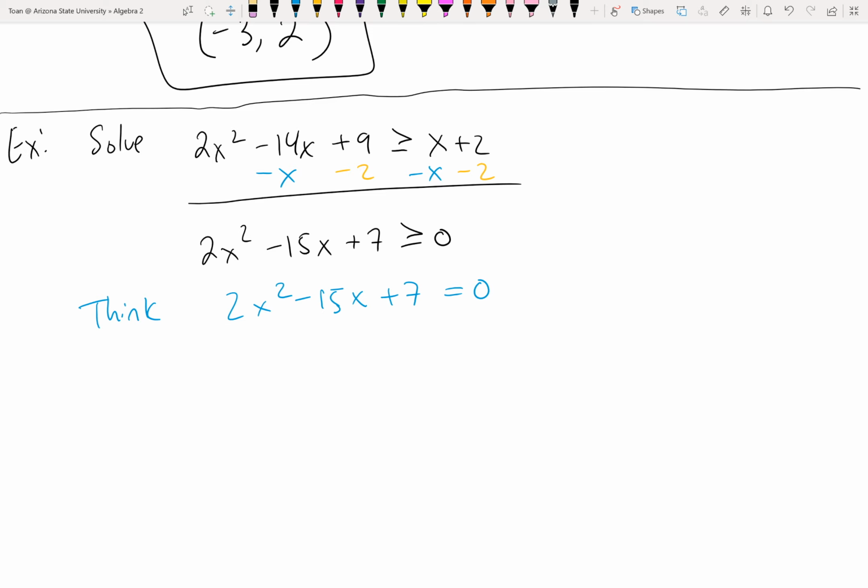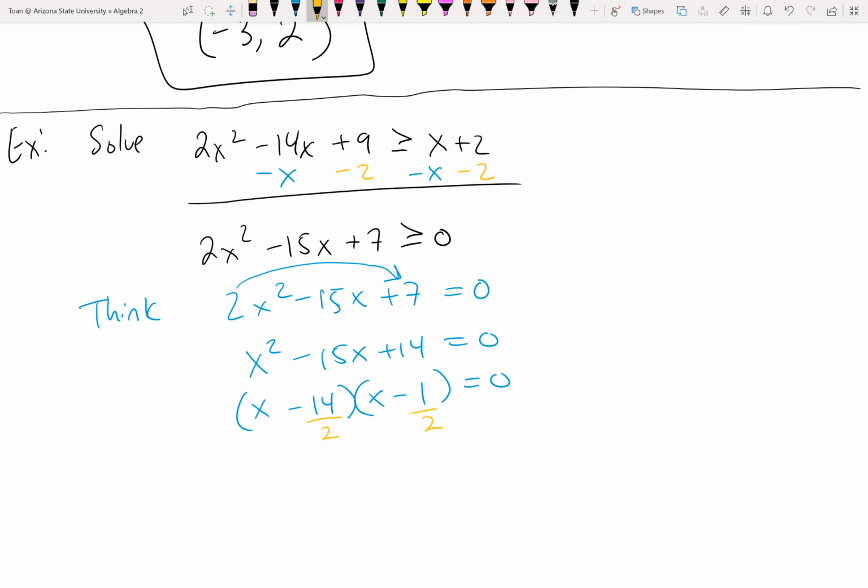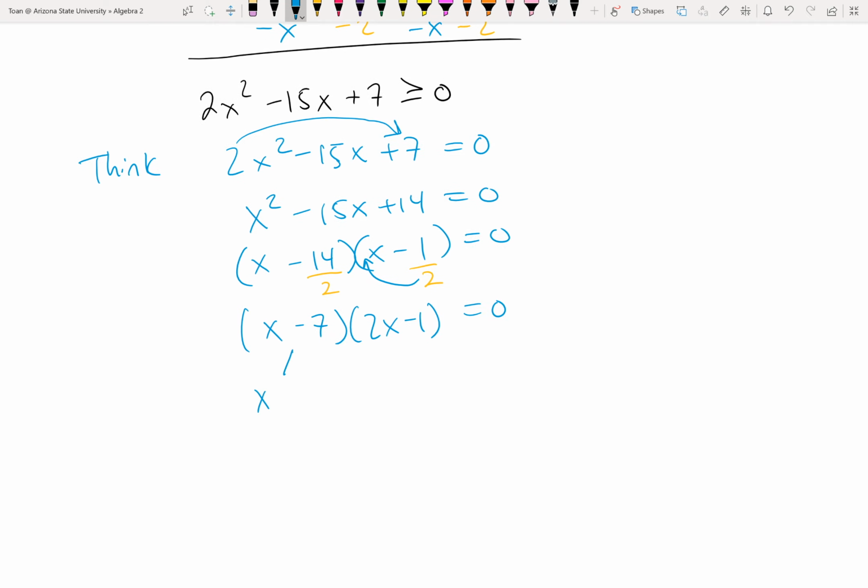If there's a number in front of the x squared, you take the first number and you multiply it into the last number. So that's x squared minus 15x plus 14. So that should be easier to factor now. So that's x and x, minus 14, minus 1. But if you do this weird multiplying method, you have to divide up the numbers by the original a value, which is 2, and reduce as much as possible. So that's x minus 7. Here we can't reduce, so bring the coefficient up as 2x minus 1. So that gives us answers of x equals 7, x equals 1/2.